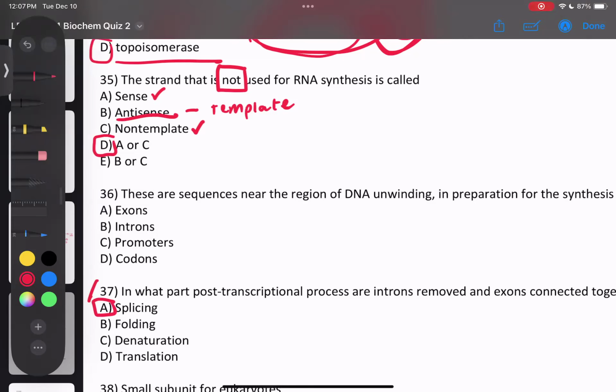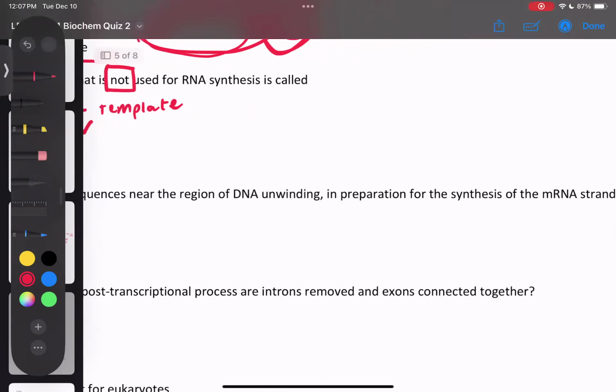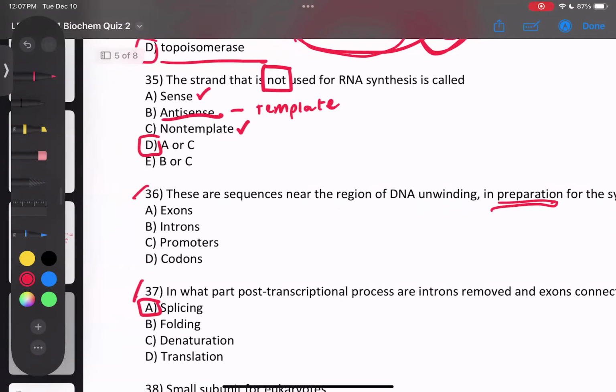So that is splicing. We do need to mention 36. In preparation, you are just getting ready. You have not yet created the RNA strand, you are going to, and you want to let that happen, promote that to happen. So we call those promoters.